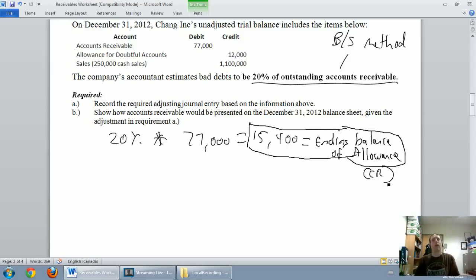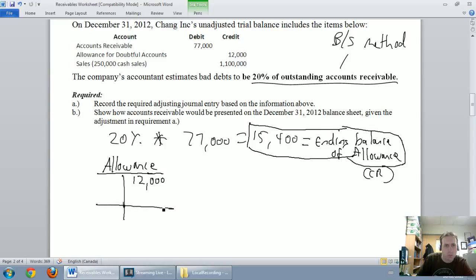The allowance is a contra asset account. Its natural state of existence is it's a credit account. So I've said my ending balance of my allowance has got to be 15,400. Let's take a look at our allowance. Just like we did last time, we're going to prepare a T account for the allowance. Our allowance started at a credit of 12,000. I've just calculated its ending balance as 15,400 credit. So let me just put that down here, 15,400, and that's a credit, and that's where it's got to end.